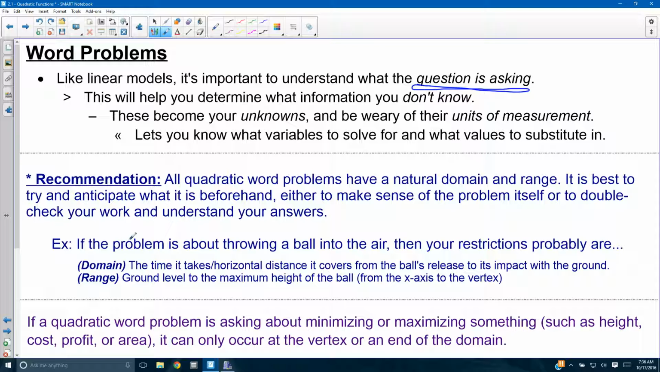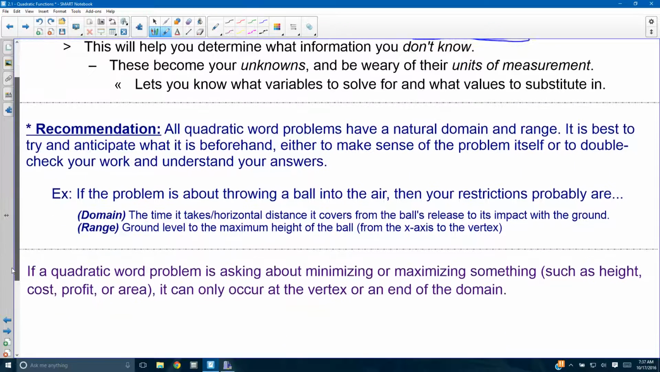And we have to know what that is. So, for example, if the problem is about throwing a ball into the air, then your restrictions probably are the time it takes, or the horizontal distance it covers from the ball's release to its impact with the ground, meaning it won't just go through the ground, right? And also the ground level to the maximum height of the ball. So the ball, it'll come up and come back down, and we got to figure out something with that. So natural domain and range, it's important to know about that because we're going to be asking a lot about mins and maxes for things.